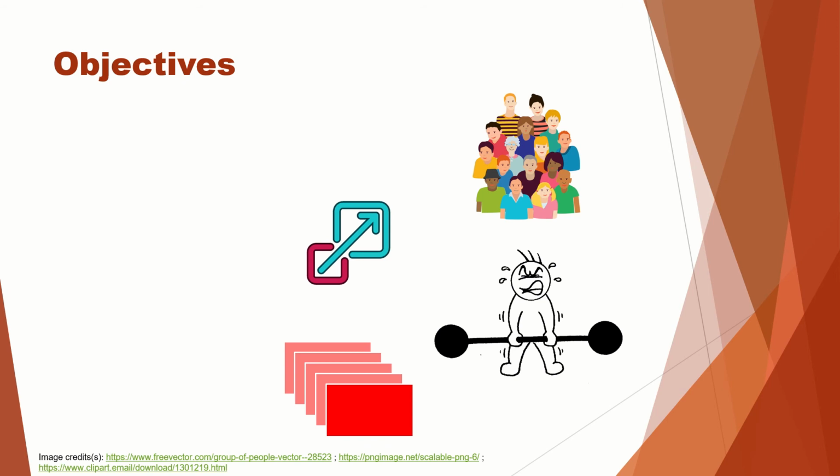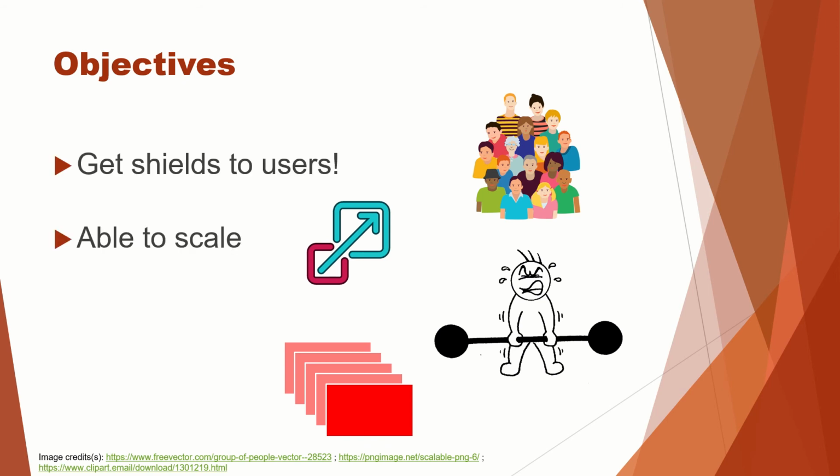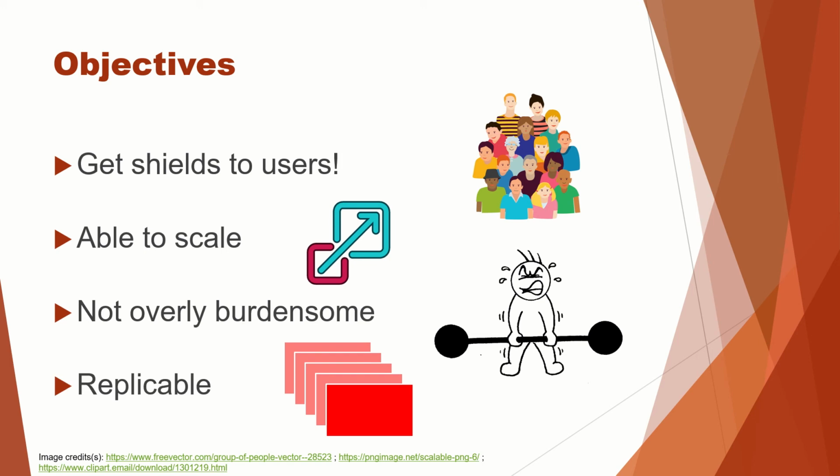The objectives are as follows. We want to get shields to users as quickly as possible. We want to be able to scale. We don't want it to be overly burdensome, so from a perspective of staffing, delivery costs, or anything like that, and we want it to be replicable. Once again, we talked about ideally having other people follow our lead and set up a similar type of enterprise with the same type of model that they can just rinse and repeat to get more PPE out to the people who need it.